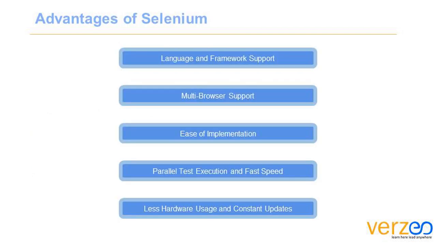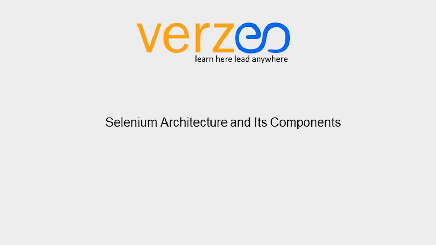So here are some of the advantages of Selenium. It provides great support for language and framework. And as already seen before, it also provides multi-browser support and it's very easy to implement. And parallel test execution is one of the main features that Selenium supports, and that can be done with much speed. And this entire tool requires very less hardware usage and constant updates. So these are some of the various advantages of Selenium.